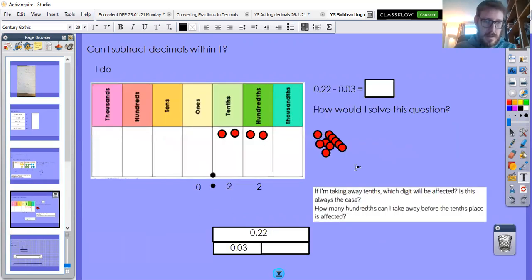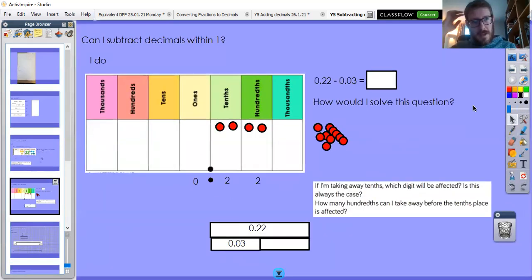Okay. So thinking about how we would do this if we need to do some exchanging. Sometimes when we're subtracting, as we do with numbers greater than 1, as you're used to, you don't have enough in the particular column, so you need to exchange from the next column along. So we need to understand how that works and why that works.